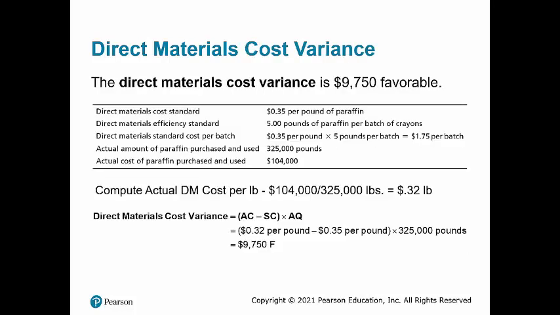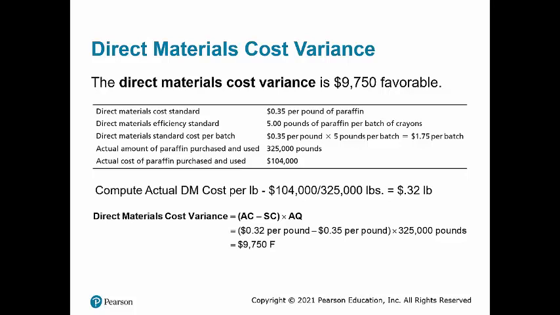$104,000. Using the information above, we can determine the direct materials cost variance, which measures the difference between the amount actually paid for direct materials, or the actual cost, and the amount that should have been paid, the standard cost. This variance measures how well the business keeps unit cost of direct materials within standards.